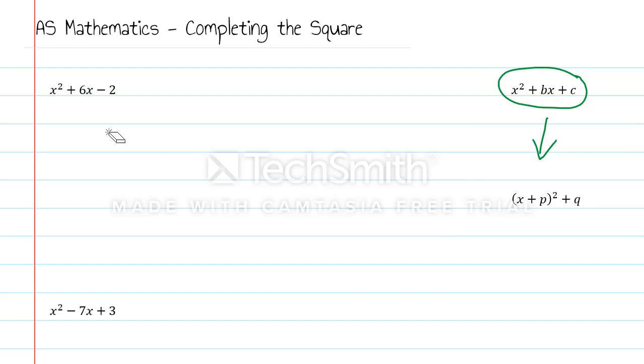Now this tutorial is sticking with x squared, so there's no coefficient in front of x squared, so it's just 1, and in the next tutorial we'll look at how to deal with questions that have a number in front of the x squared. So essentially we just want to change this to be something or rather squared. So we need to come up with what p would be. And so how do we do that?